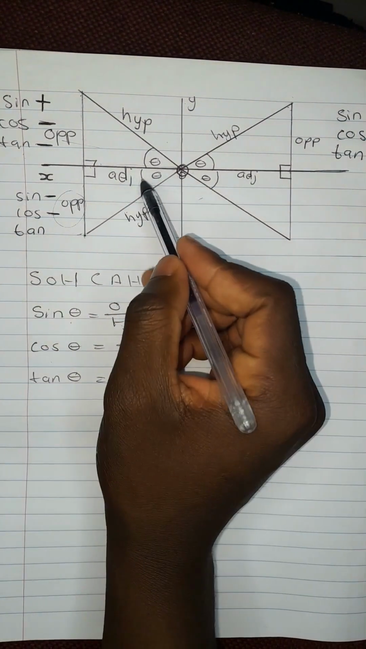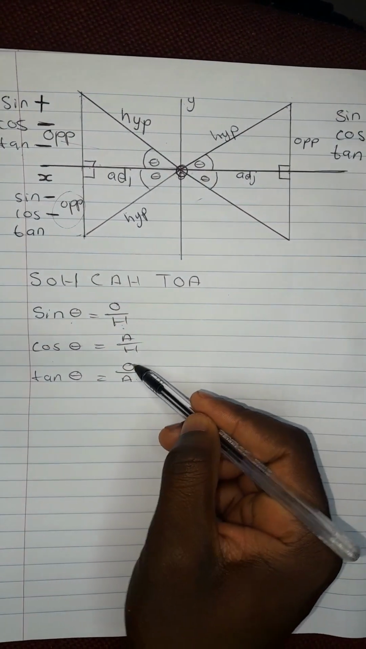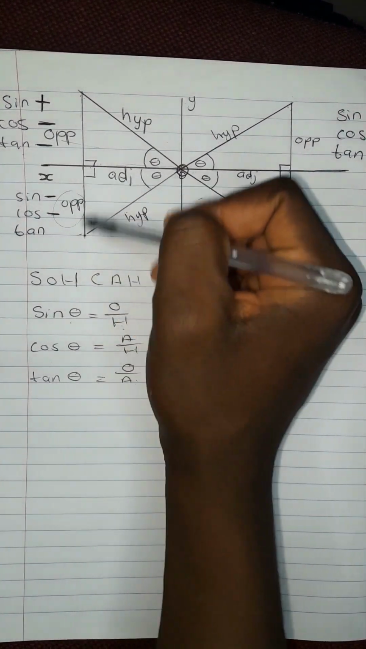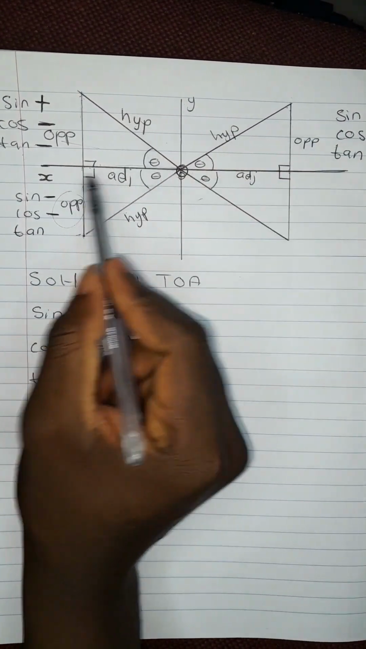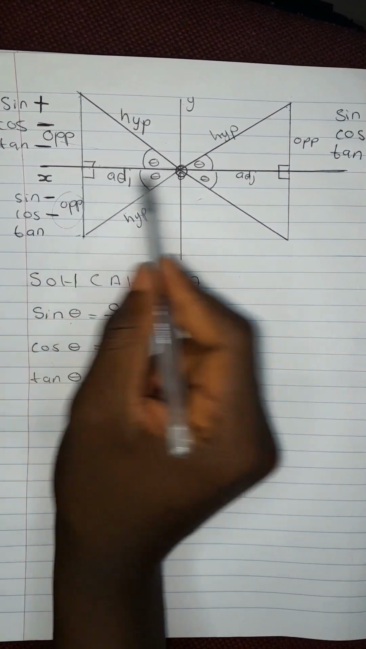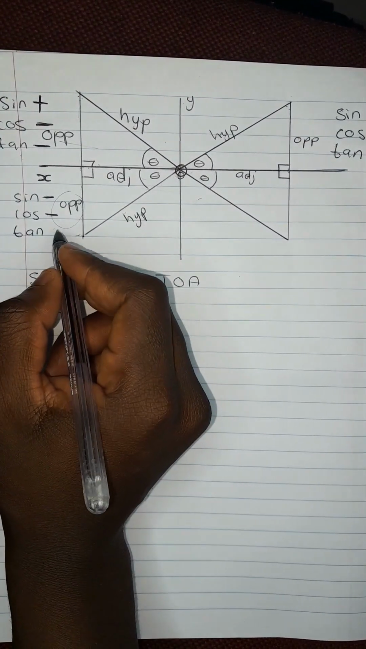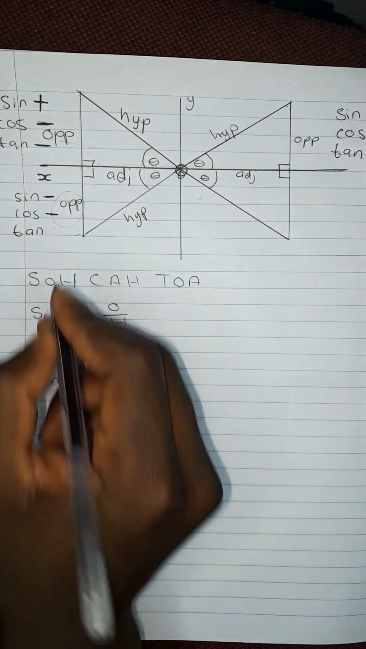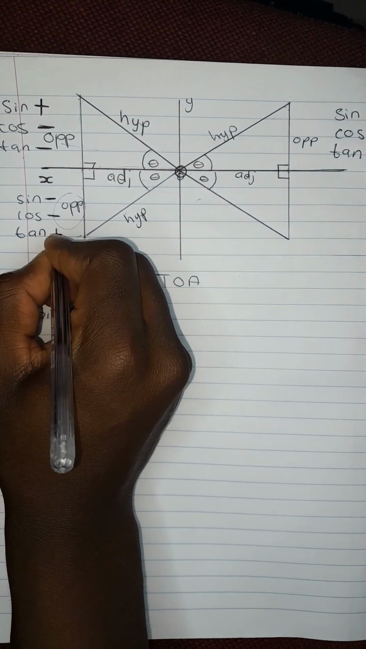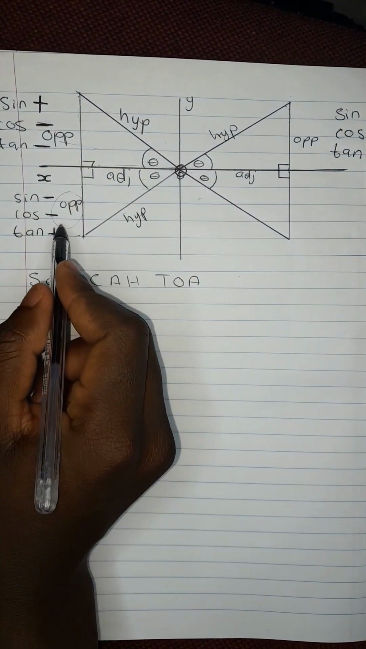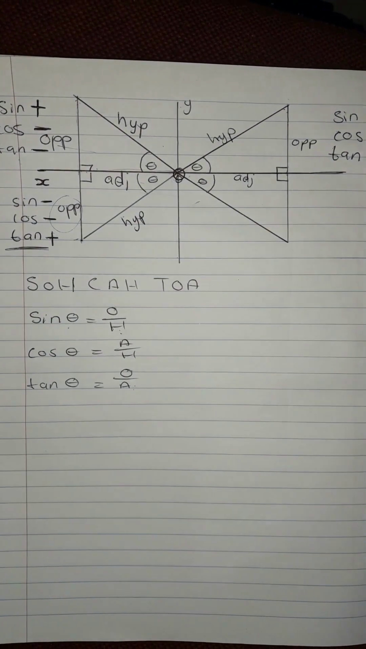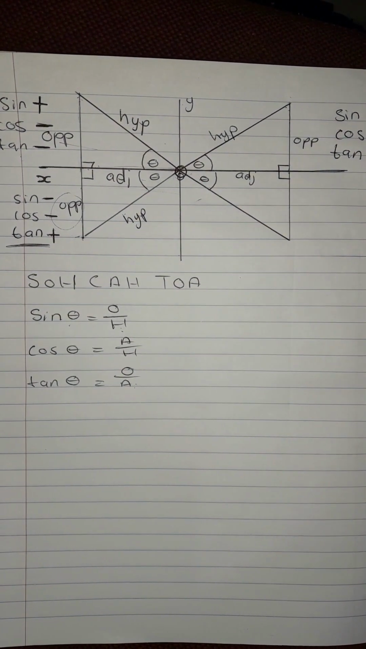Let us check our tan. Our tangent is opposite over adjacent. My opposite here is negative, and my adjacent here is also negative. So it is negative divided by negative, which is positive. Meaning in the third quadrant, only tan is positive.